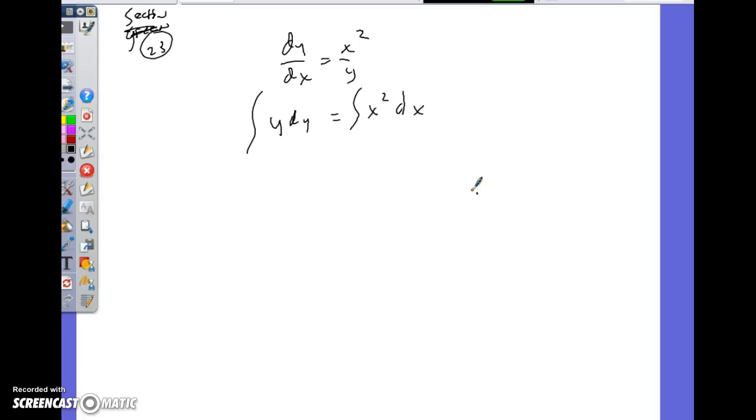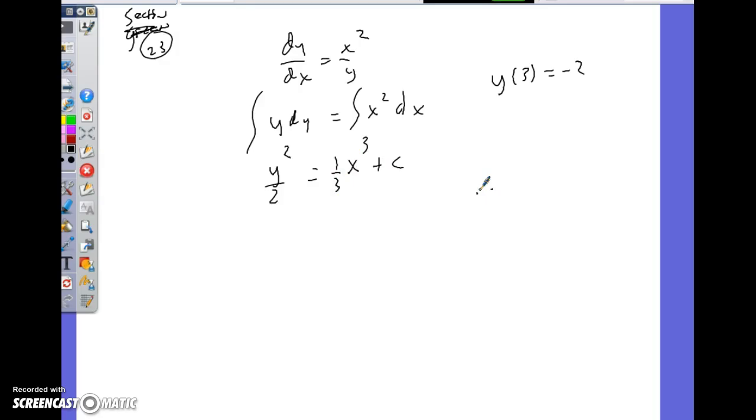I didn't integrate. I took the derivative from there. Let me keep going. Okay, so this becomes y over 2 equals x to the 3, 1/3 out in front, plus c.